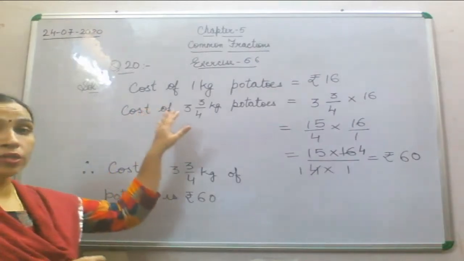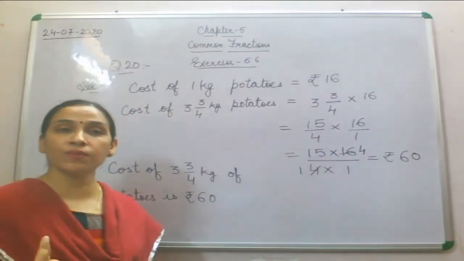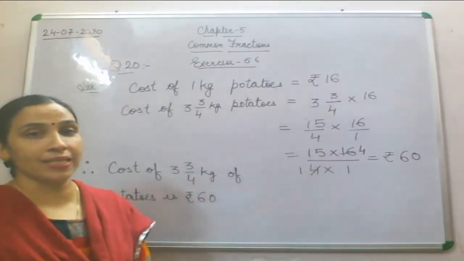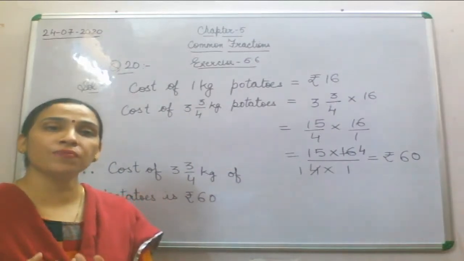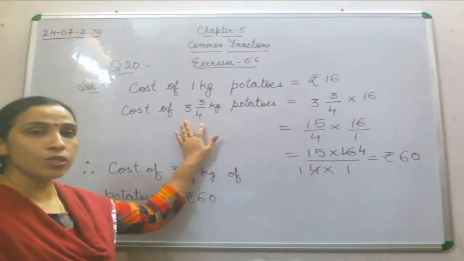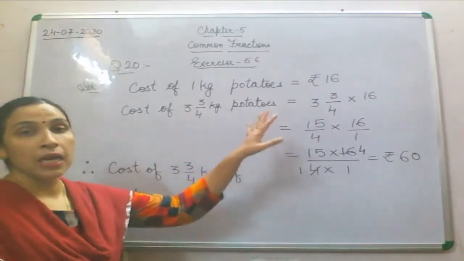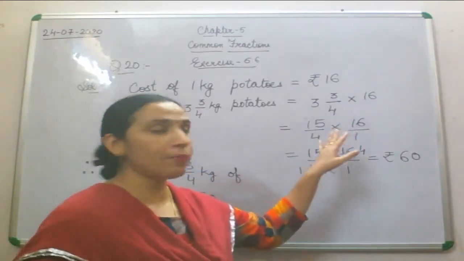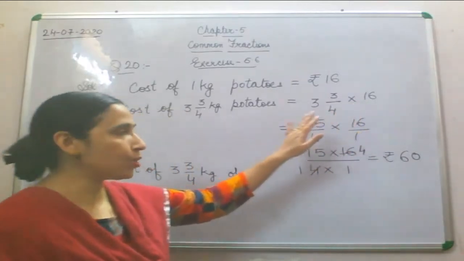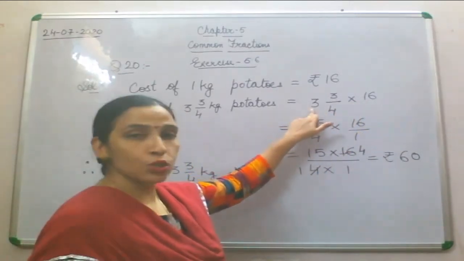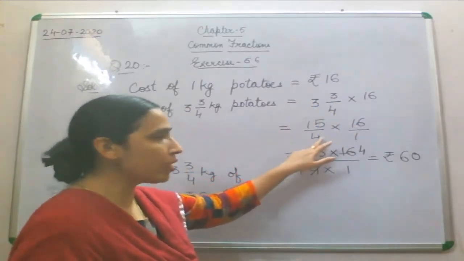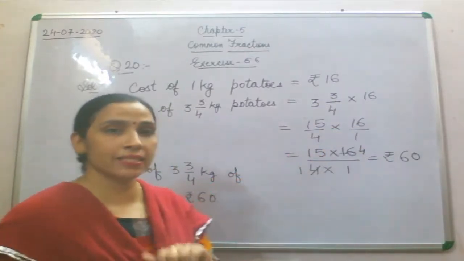Now first of all, what is the cost of 1 kg of potato? That is rupees 16. Now next, what do you have to find out? Cost of 3 by 4 kg of potato, which is a mixed fraction. Now 3 by 4 will be multiplied by 16, which is the cost of 1 kg of potato. Now 4 threes are 12, 12 plus 3 is 15. So what will you get? 15 by 4 will be multiplied by 16.